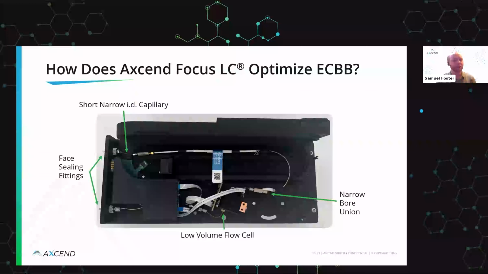We're using a narrow bore union, which is matched to our tubing IDs. But here we introduce a low volume flow cell. And so rather than having your path length be determined by the inner diameter of your tubing or the inner diameter of that capillary post column, instead we have a fixed path length of 1.2 millimeters, I want to say. And that will dramatically increase your sensitivity while also keeping your overall volume low.